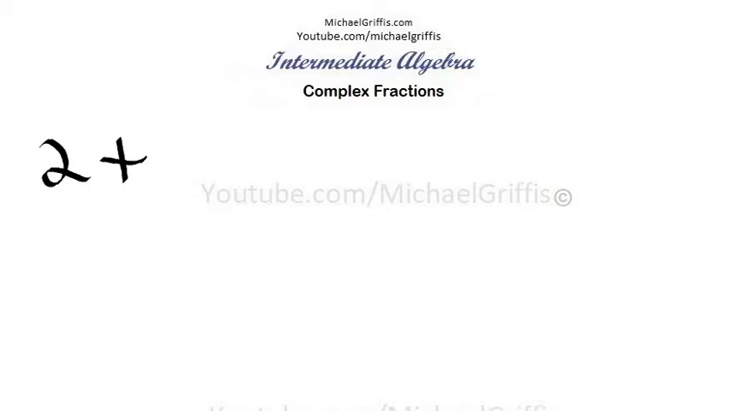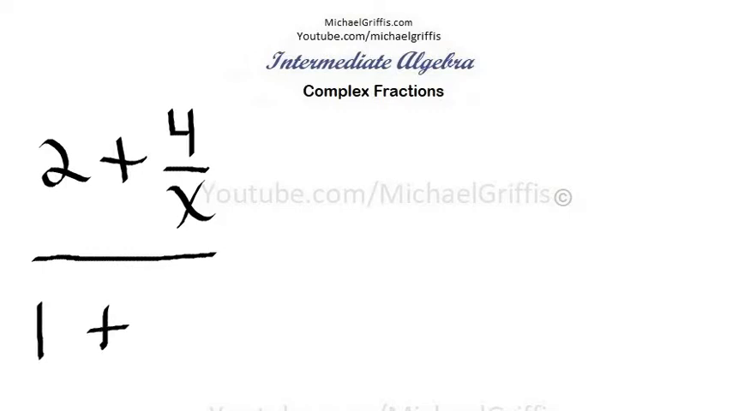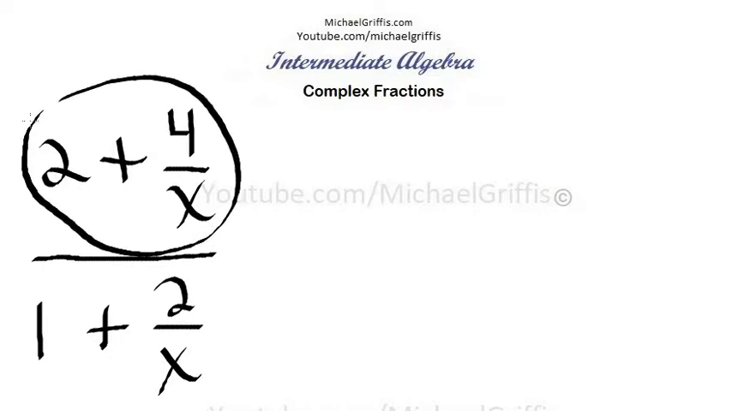2 plus 4 over x, and that's going to be all over 1 plus 2 over x. So the first thing we're going to want to do here is get this all into one single fraction. Okay, so that's the first thing we want to do, and then we do the bottom. All right, so let's just do that.